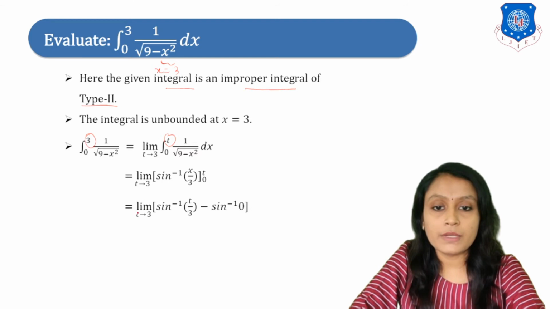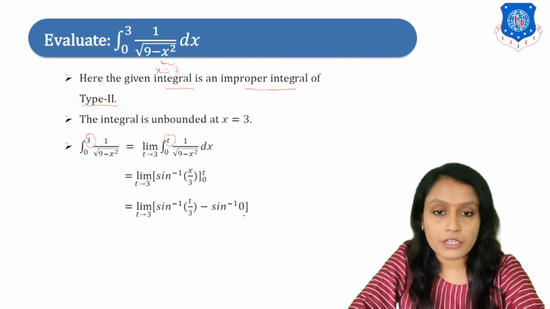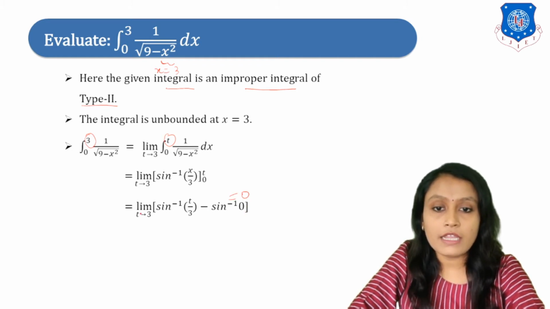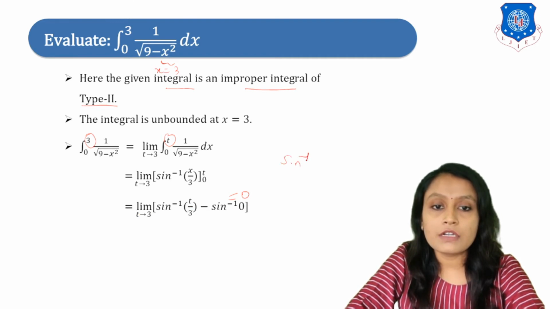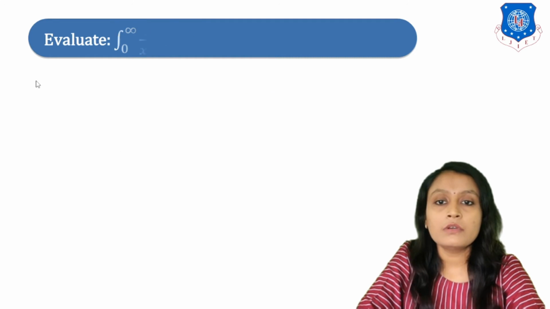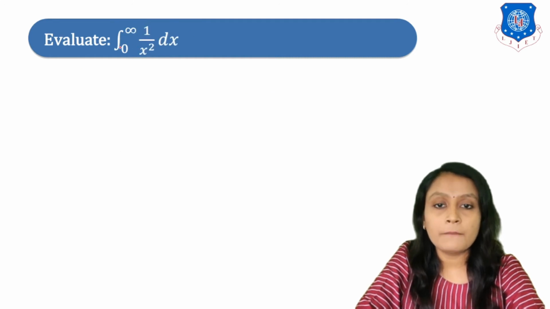Substitute the limits, so you will get limit t tends to 3 here, sine inverse t upon 3 minus sine inverse 0. Now we know the answer of sine inverse 0 is 0, and if you substitute 3 over here, you will get sine inverse 3 upon 3, that is sine inverse 1, and the answer of sine inverse 1 is pi by 2. Okay, so the final answer of this improper integral is what? Pi by 2. Correct? Now let's move to one more example.